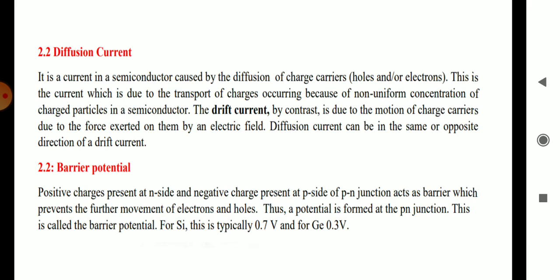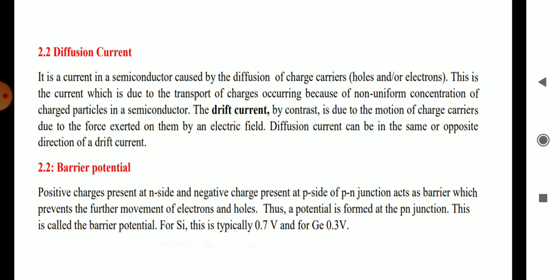Positive charges present at the N side and negative charges present at the P side of the PN junction act as a barrier which prevents the further movement of electrons and holes. So there is one particular barrier potential for different types of semiconductor material.